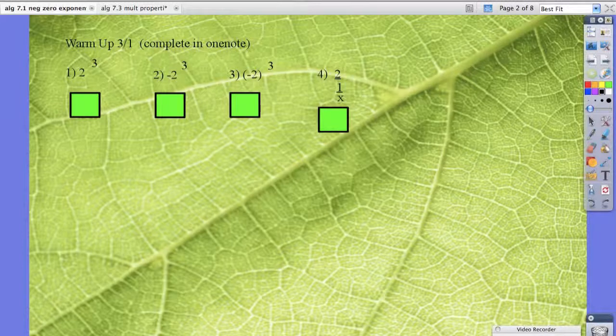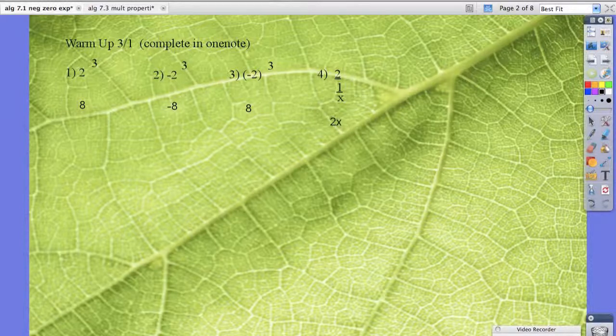In number one it says 2 to the third power, which hopefully you realize is 8. Negative 2 to the third power means negative 2 times negative 2 times negative 2, which is negative 8. The quantity of negative 2 to the third power is just like number 1 essentially, and it's 8.